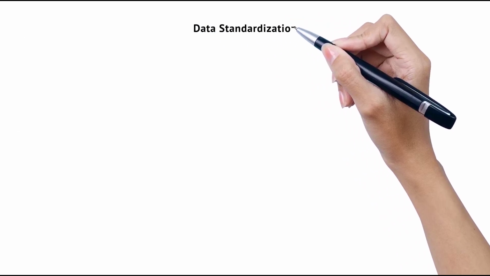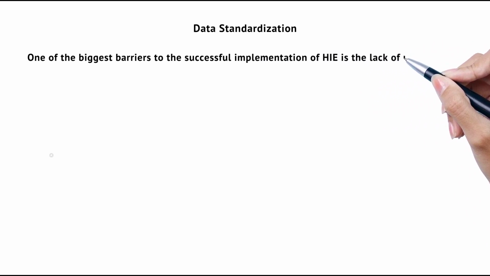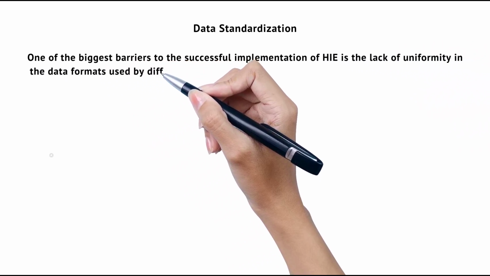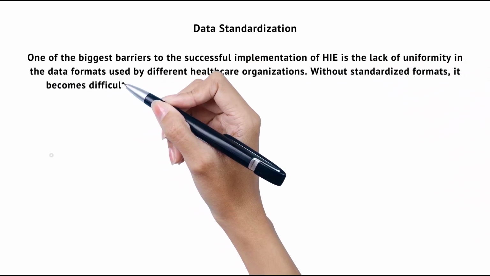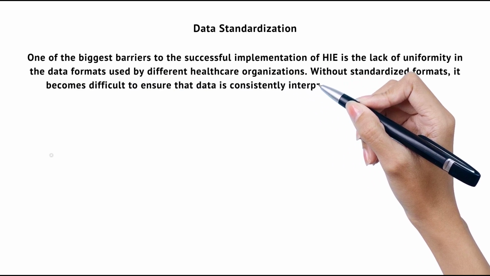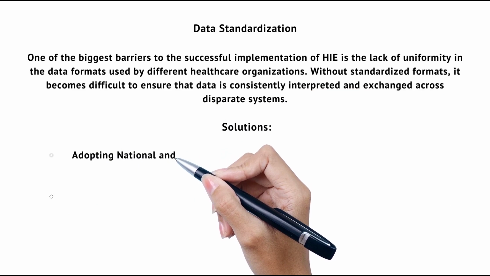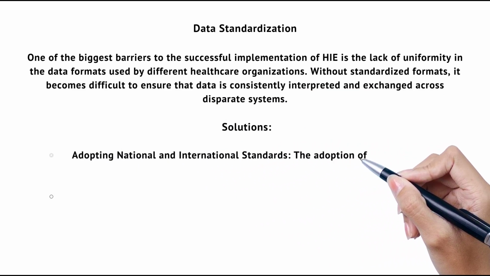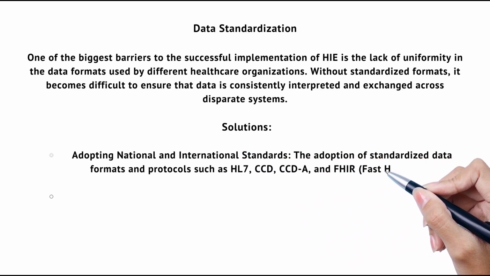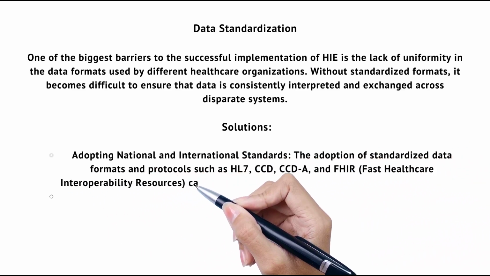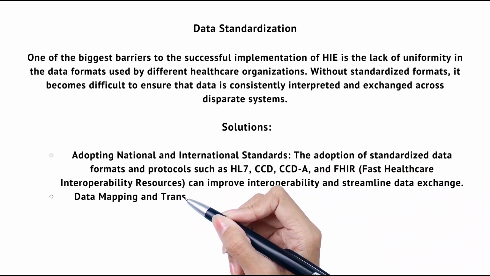Data standardization. One of the biggest barriers to the successful implementation of HIE is the lack of uniformity in the data formats used by different healthcare organizations. Without standardized formats, it becomes difficult to ensure that data is consistently interpreted and exchanged across disparate systems. Solutions. Adopting national and international standards. The adoption of standardized data formats and protocols such as HL7, CCD, CCDA, and FHIR, fast healthcare interoperability resources, can improve interoperability and streamline data exchange.